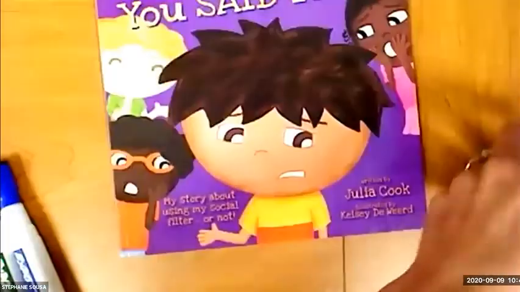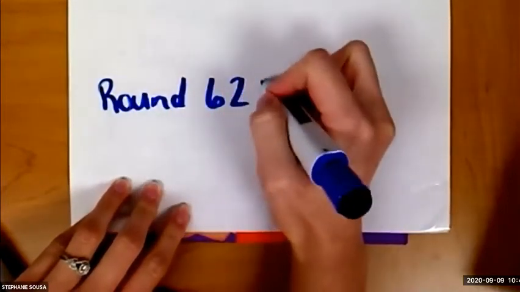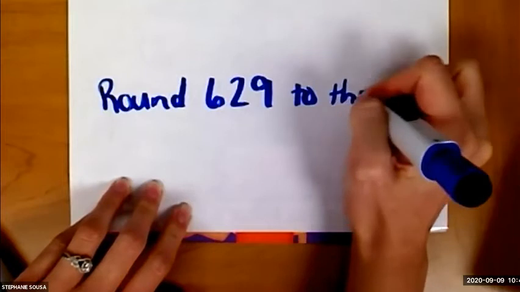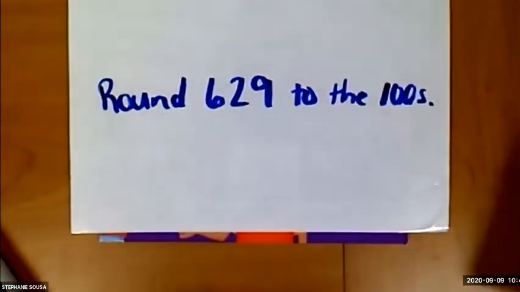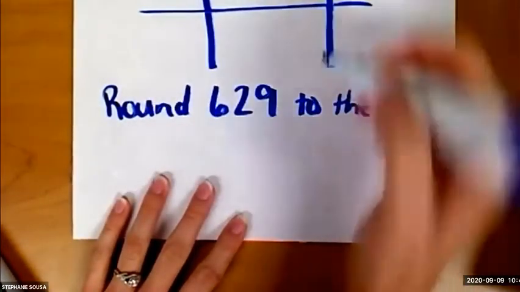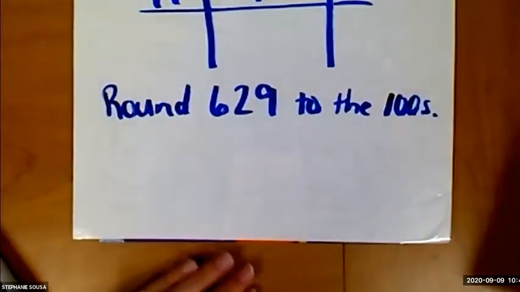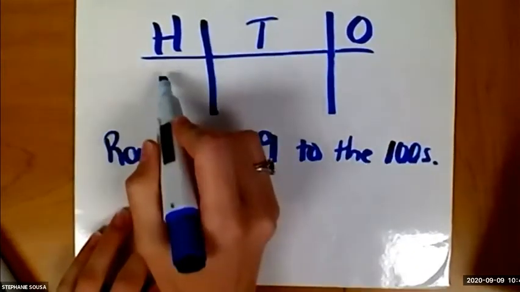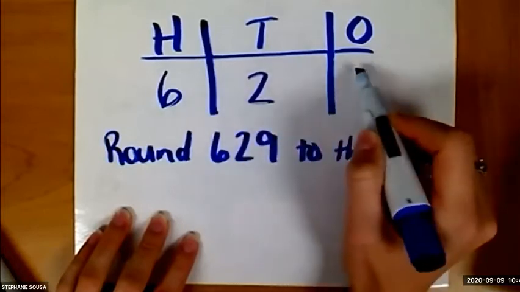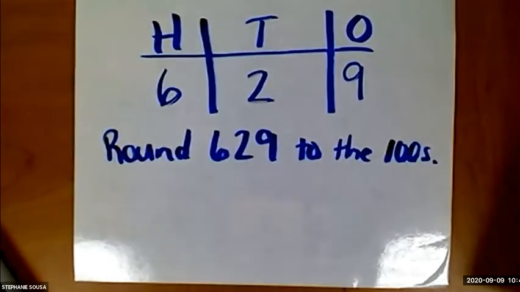Okay, I want to work one more out with you. So let's say we are given the number, round 629 to the hundreds. So we're rounding to the hundreds place, right? According to this strategy today, I can create a place value chart. I'm going to place my hundreds, tens, and ones digit in the correct spot. There we go, sorry. So 600, 2 tens, 9 ones creates the number 629. I see some of you are writing, so I'll give you a moment to do that.